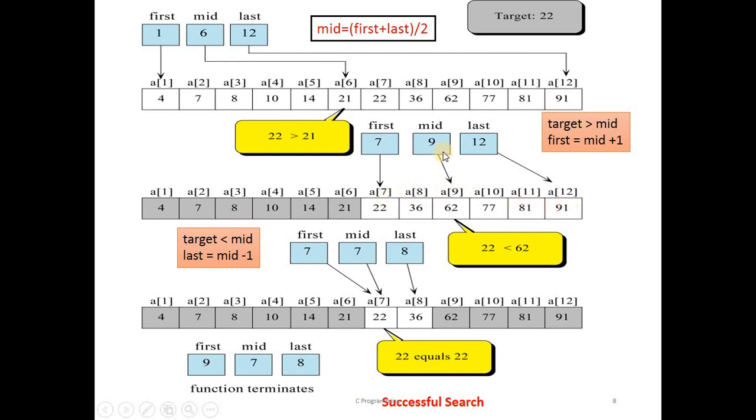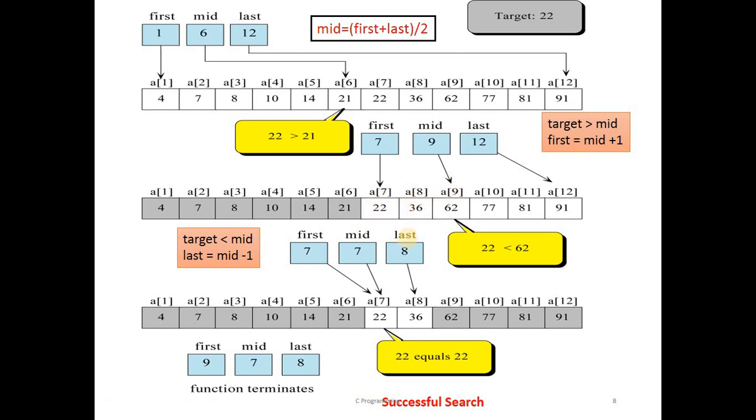Again I will find out the new mid value. The new mid value will be 7 plus 12 by 2, first plus last by 2, so 19 by 2, which is 9. This is the new mid position, but here 62 is stored, and I am looking for 22. So again a mismatch occurs. Again we will check whether my key is lesser than or larger than this middle value. My 22 is lesser than 62, so the possibility is that my key exists in the left half of this subarray.